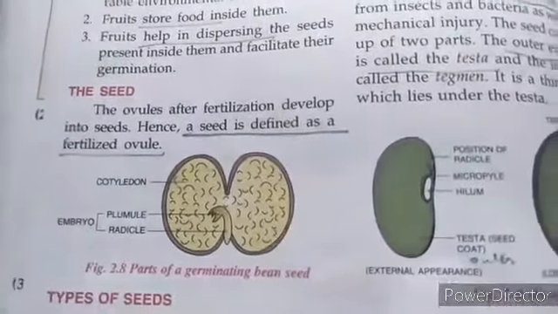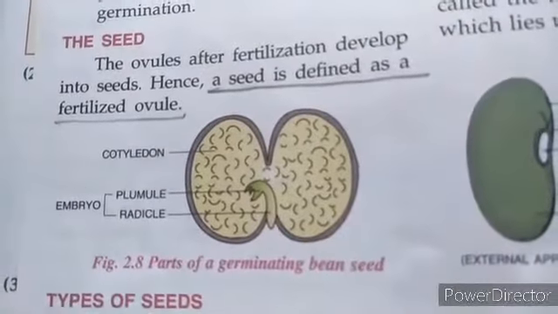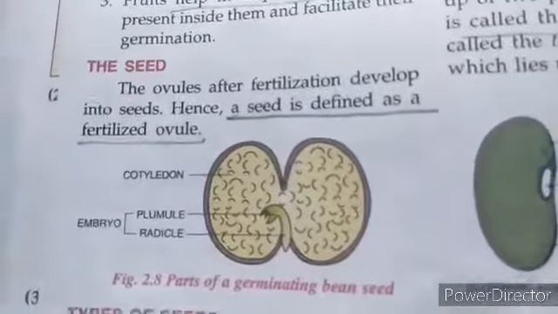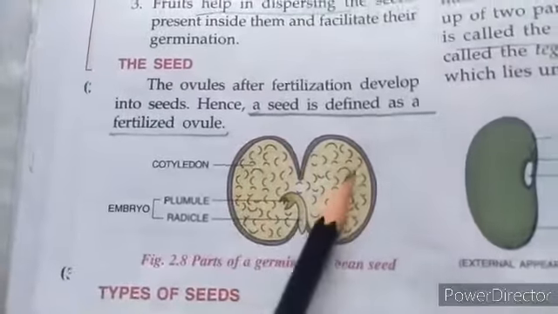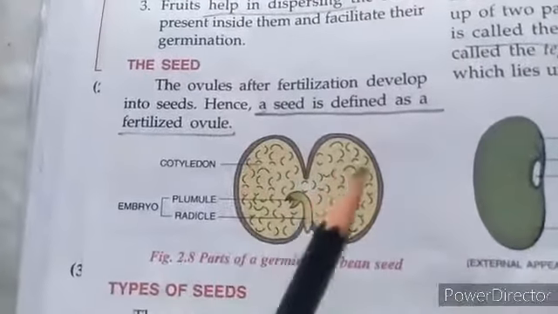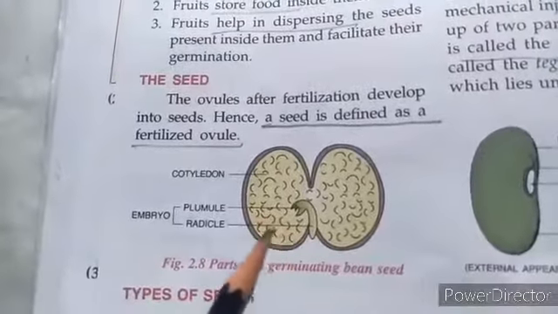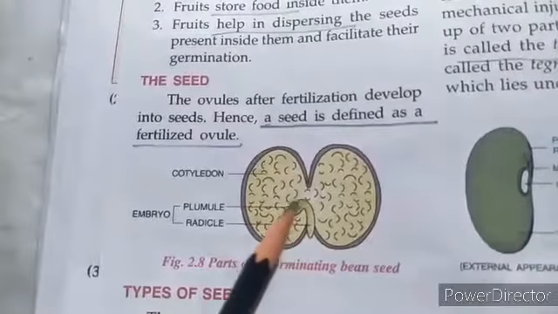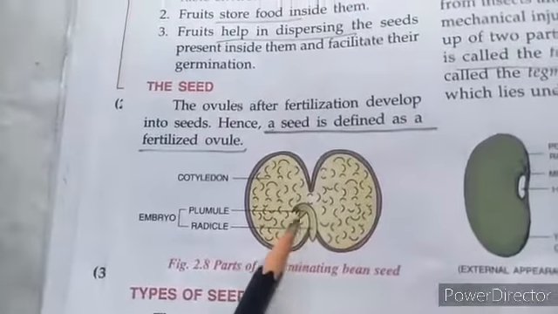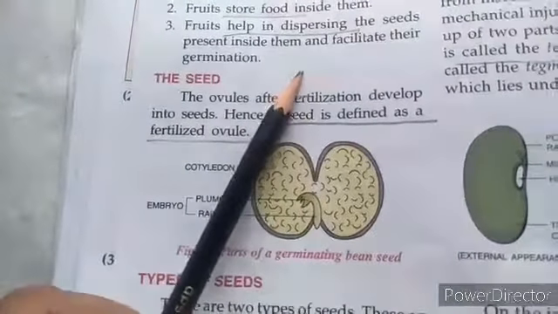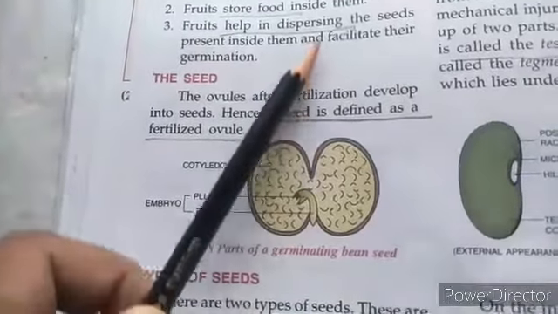It's a fertilized ovule. Now let's have a quick look at this diagram, the parts of a germinating bean seed. Here we find these two cotyledons, the early leaves of the seed, and then you see this embryo. The embryo is divided into radicle and plumule. The radicle will develop the roots, and the plumule will grow up and make the shoot. So this will grow below the soil, and this will go above the soil and grow.